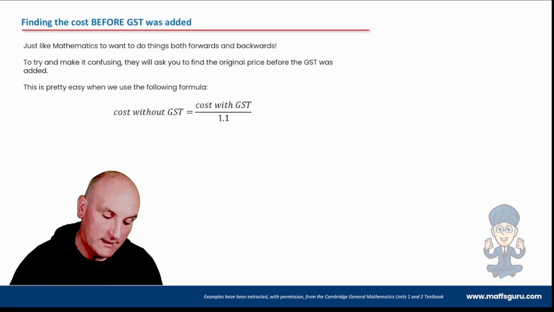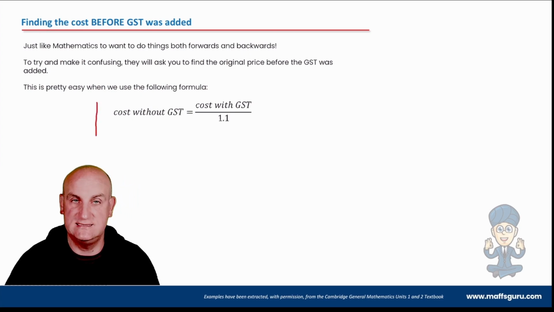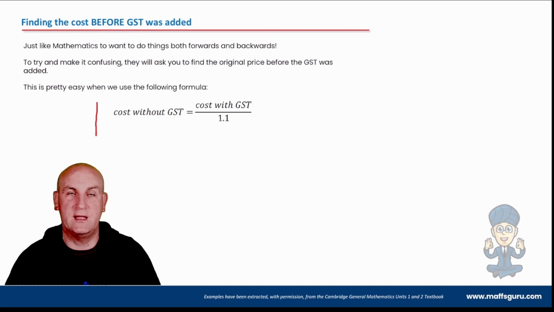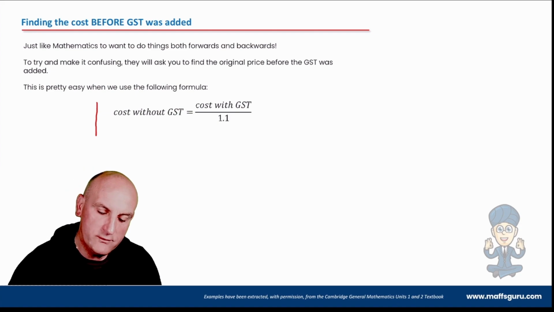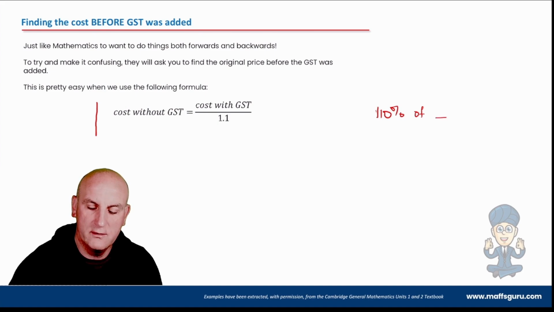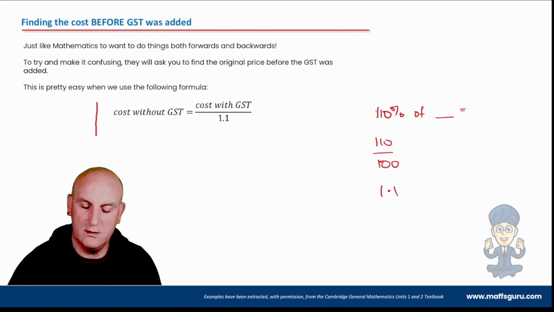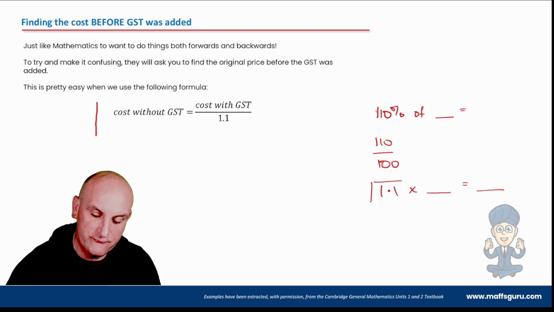There is a formula. And the formula is the cost without GST is equal to the cost with GST, and you divide that by 1.1. Hold on a moment, 1.1. Well, if you remember it, a moment ago we said 110% of some price is equal to, well, 110% is 110 divided by 100, which when I put that into my calculator, actually gives me 1.1. So 1.1 times my pre-GST gives me my value with GST. So that's why we actually divide by 1.1.